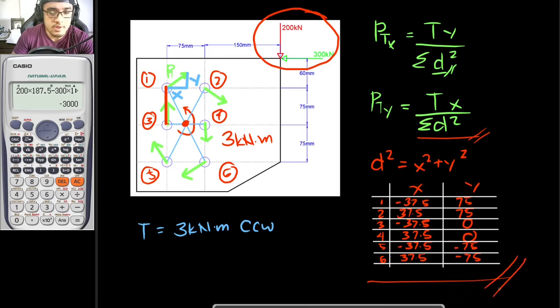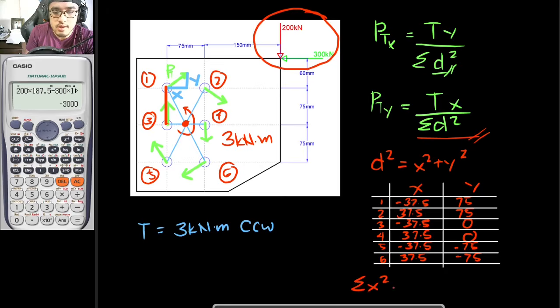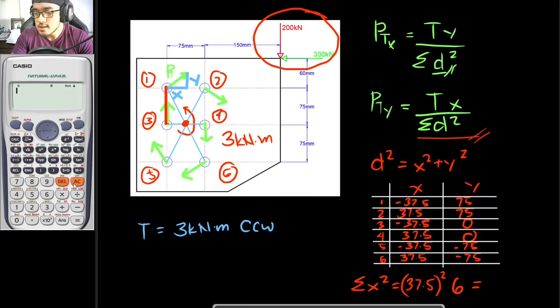Yes, sir. Okay, very good. So let's get the summation of the squares of the x. The summation of x squared is equal to 37.5 squared times 6. Do you guys agree? Even if it is negative, we no longer need to keep the negative symbol, because we would just be squaring it, so it doesn't matter. So 6 times 37.5 squared is 8437.5.